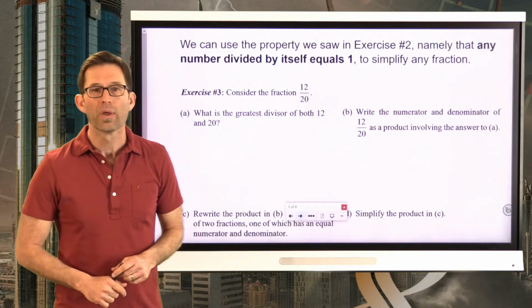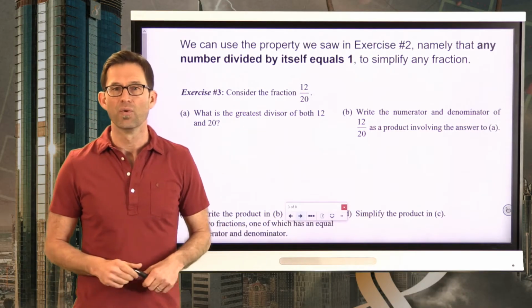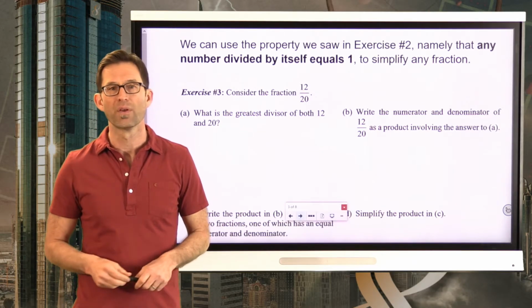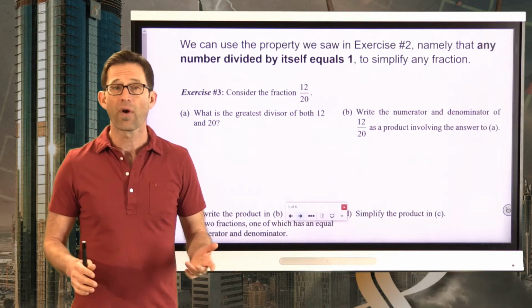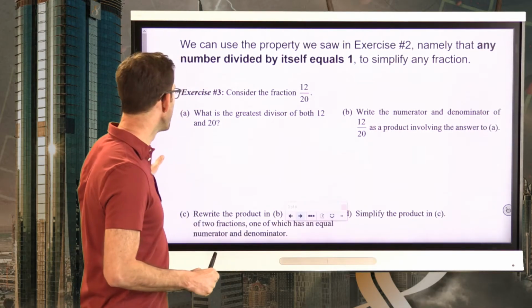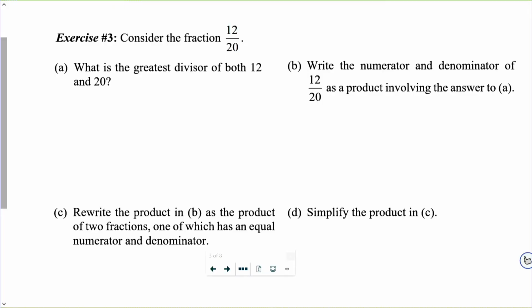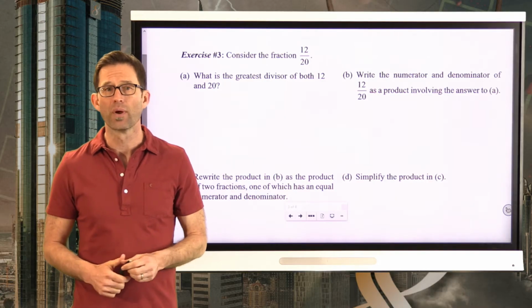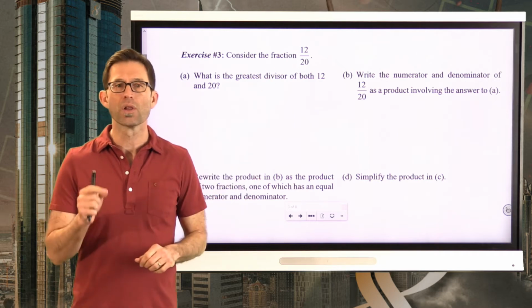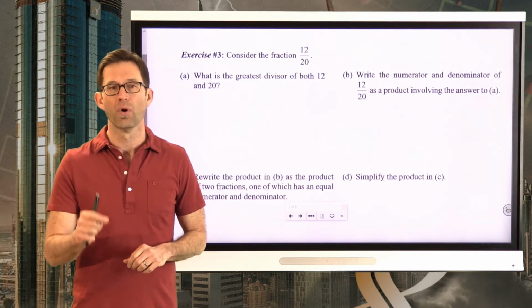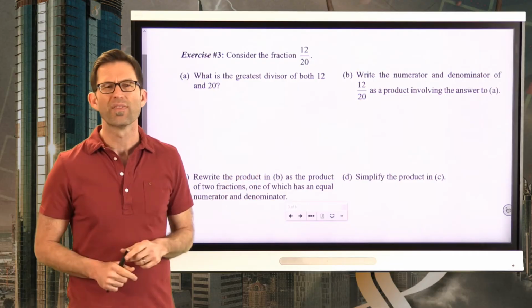Here we go. We can use the property we saw in exercise number 2, namely that any number divided by itself equals 1, to simplify any fraction. And let's see how we can do that in exercise number 3. Consider the fraction 12/20ths. Letter A, what is the greatest divisor of both 12 and 20? All right, well, this is simple, right? Think about 12 and 20. What is the largest number that divides into both of them? Pause the video now and write that down.